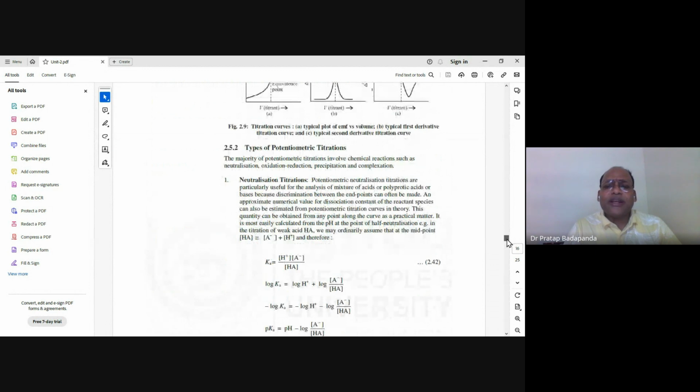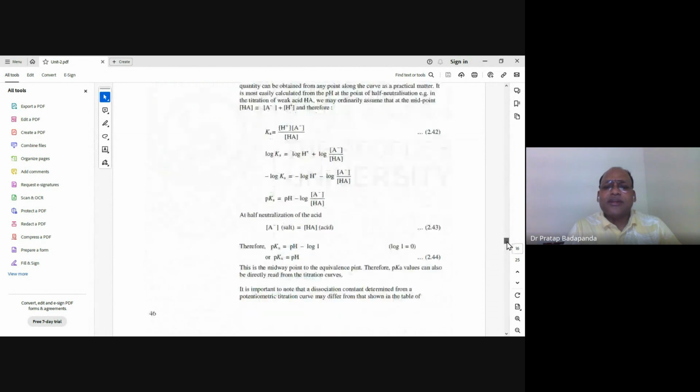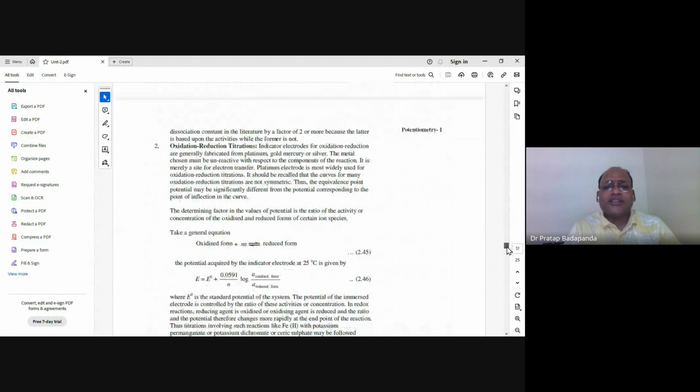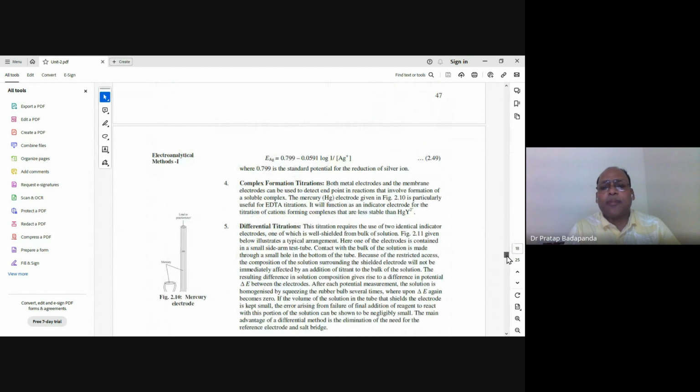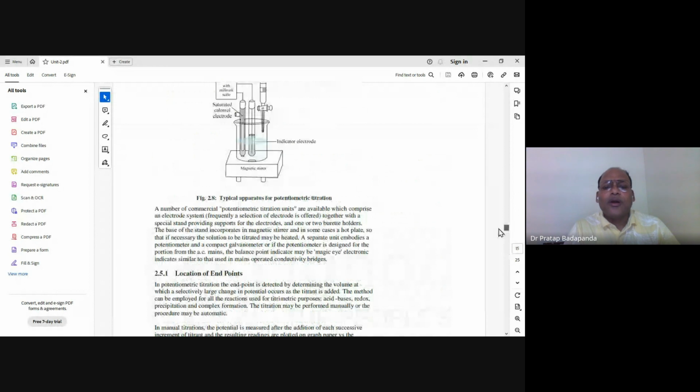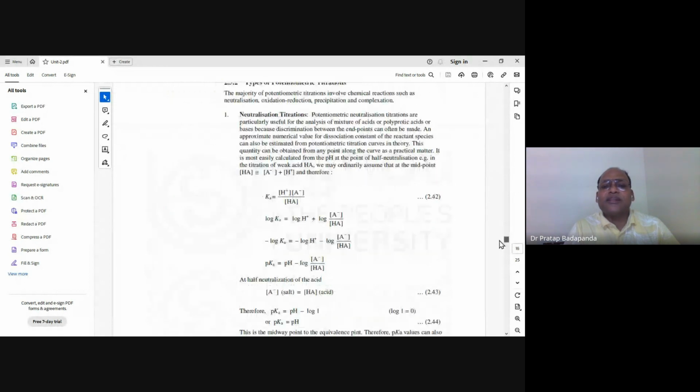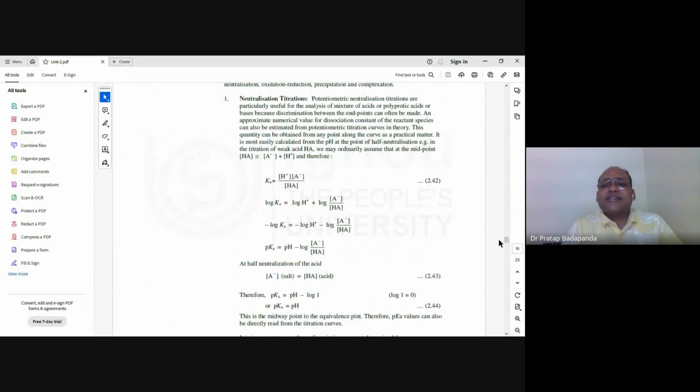So the types of potentiometric titration: one is neutralization titration, second is oxidation reduction titration, third is precipitation titration. These are all the titrations you have to do, along with complexometric titration and differential titration. If you come down to neutralization titration, potentiometric neutralization titrations are particularly used for the analysis of mixtures of acids and polyprotic acids or bases, because discrimination between the endpoints can often be made. So here the strength and midpoint can be calculated.